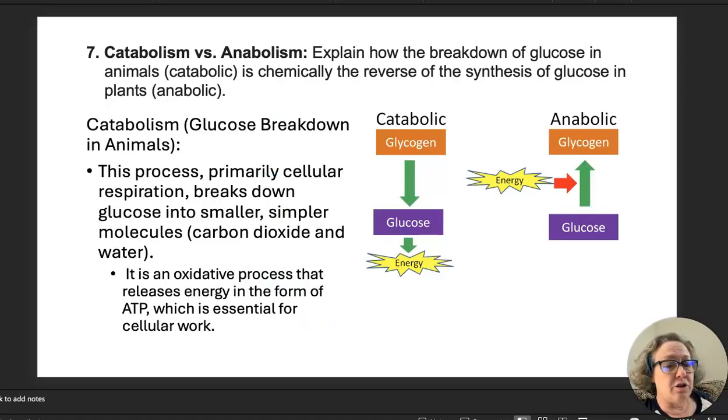Let's look at that in terms of glucose. Okay, so catabolic is glycogen, the starch flour, remember? It breaks down to glucose, releases your energy. Versus you have glucose, you add energy, and you get glycogen because you want to store it. Okay, so catabolic is your glycogen to glucose, anabolic is your glucose to glycogen, your storage. So one of them releases energy, one of them takes energy to get that stored.